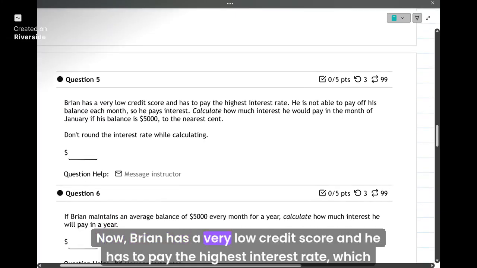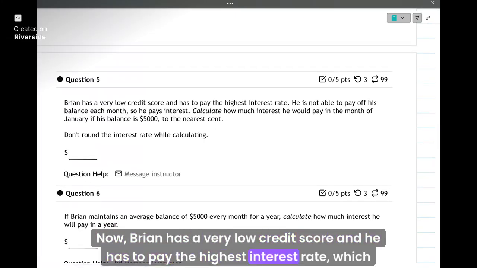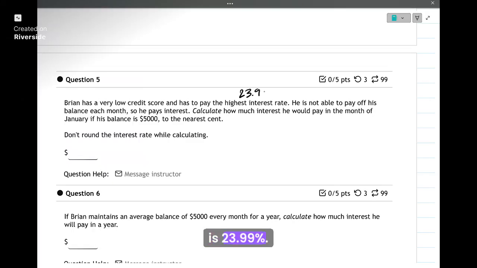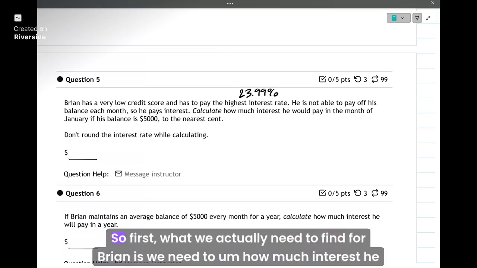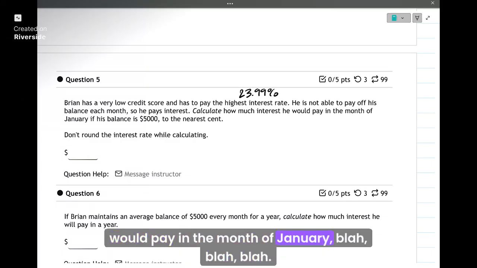Now, Brian has a very low credit score, and he has to pay the highest interest rate, which is 23.99%. And he's not able to pay off his balance, so the rest of the details are the same. So first, what we actually need to find for Brian is how much interest he would pay in the month of January.